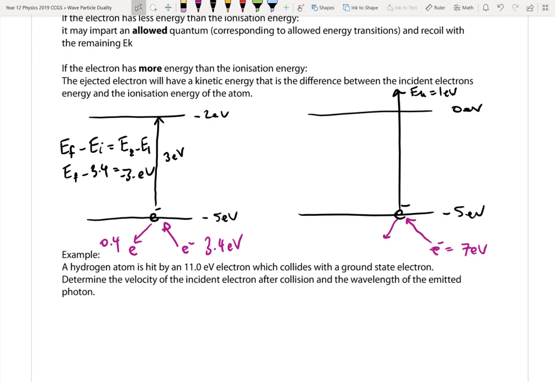So now you can go 7 equals... Yeah, all right, let's go energy initial equals energy final. 7 EV equals 5 plus 1 plus EK of your recoil, so therefore 1 EV. All right, so again, it's just balancing the books.